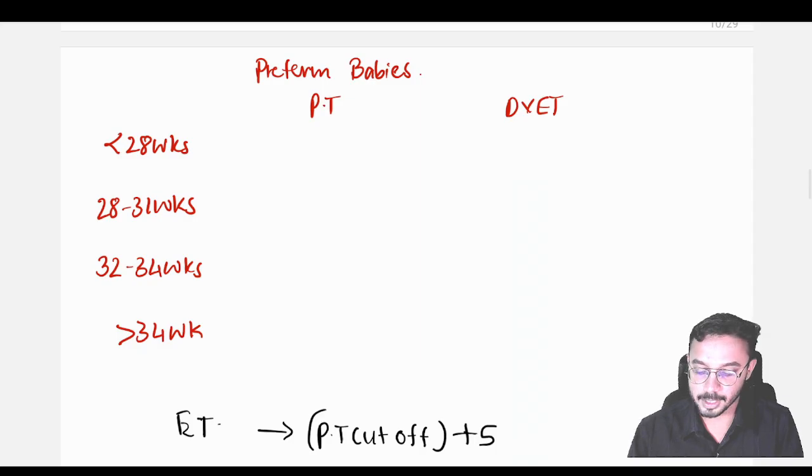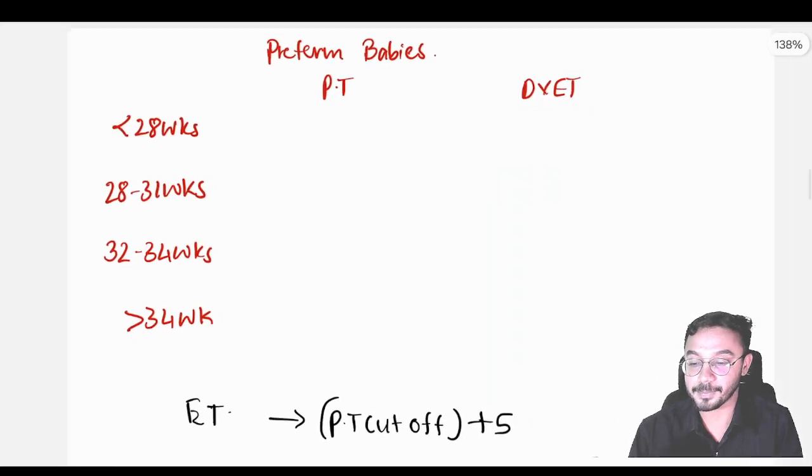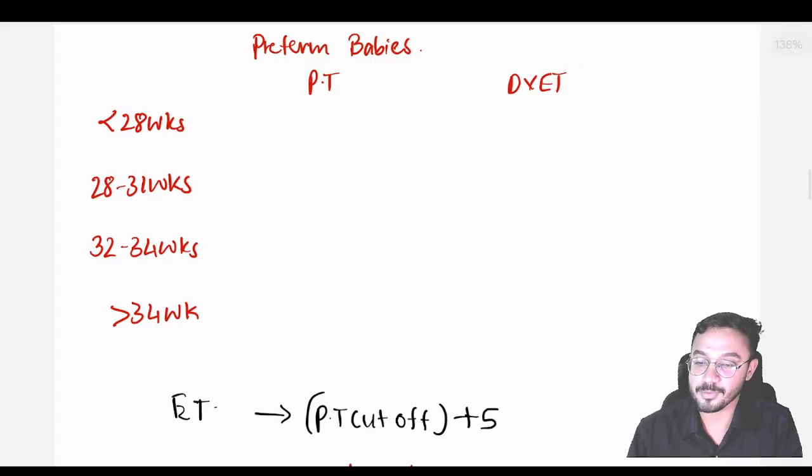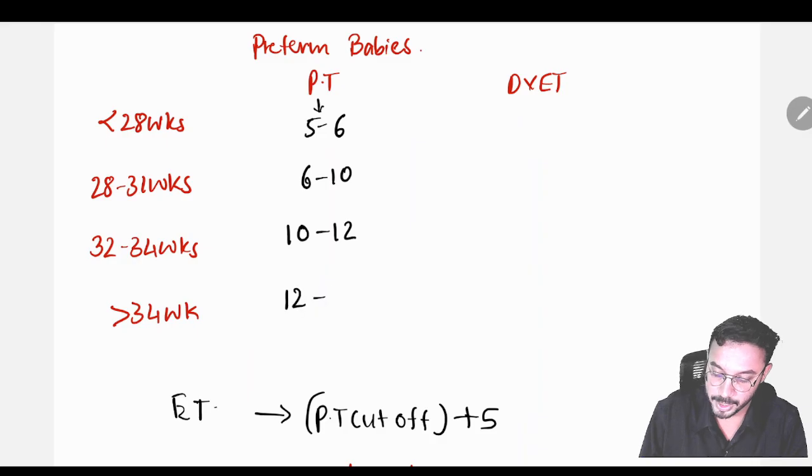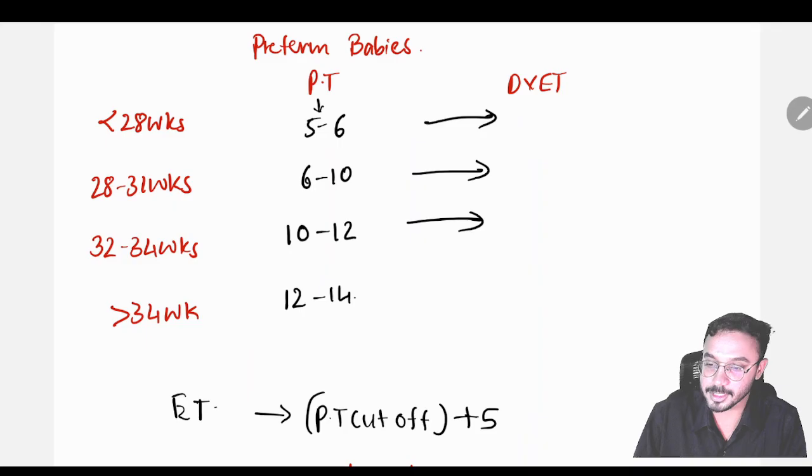This is very important: the phototherapy cutoffs that have been asked for preterm babies. Remember, when you are going to give phototherapy in preterm babies, if the jaundice level is between 5 to 6 at under 28 weeks, 6 to 10 at 28 to 31, 10 to 12 at 32 to 34, and 12 to 14 at 34 weeks. Okay, so what about exchange transfusion?